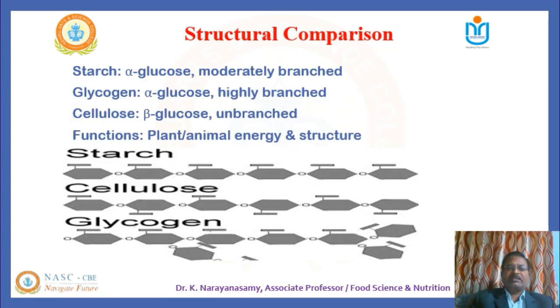Now we can see the structural comparison. Starch, a polysaccharide made of alpha glucose, is moderately branched. Glycogen is also made up of the same alpha glucose but is highly branched. Cellulose has beta glucose and is unbranched. In both plants and animals, these polysaccharides serve energy purposes and structural purposes. This is the structure of starch, cellulose, and glycogen.